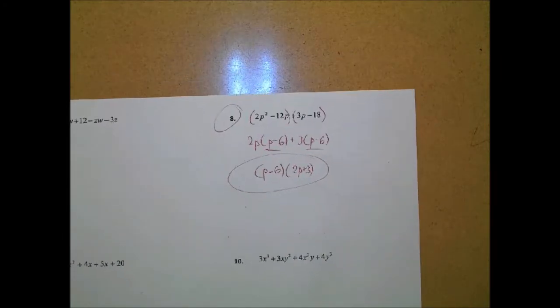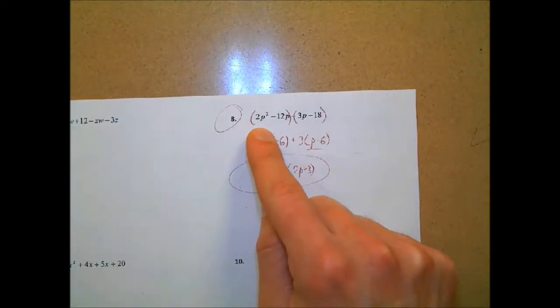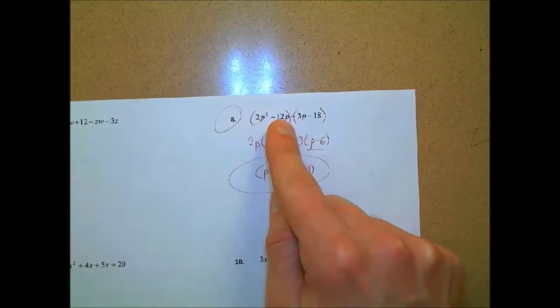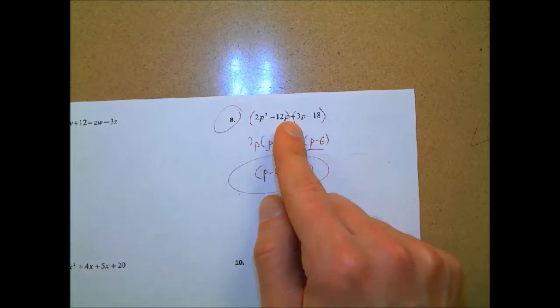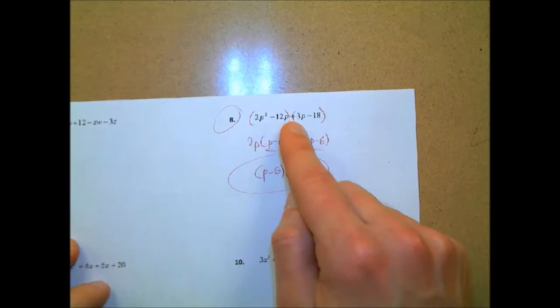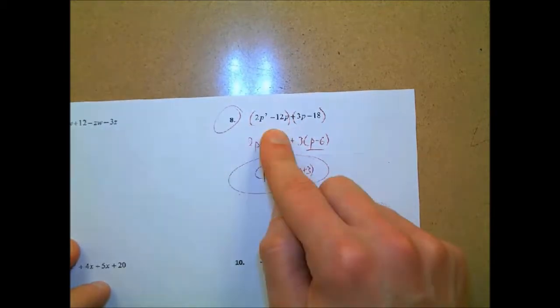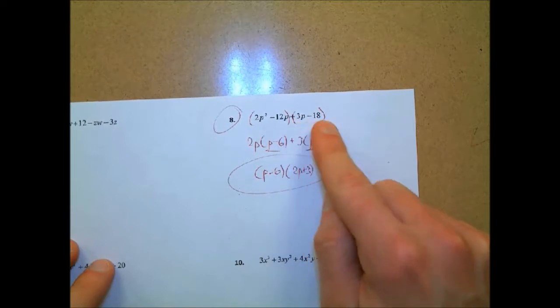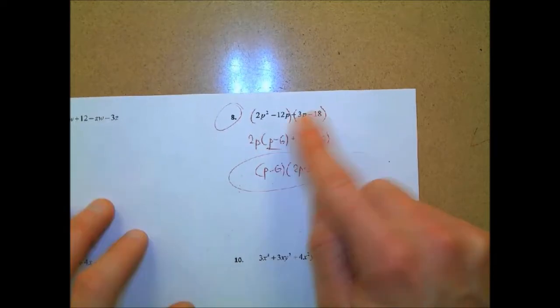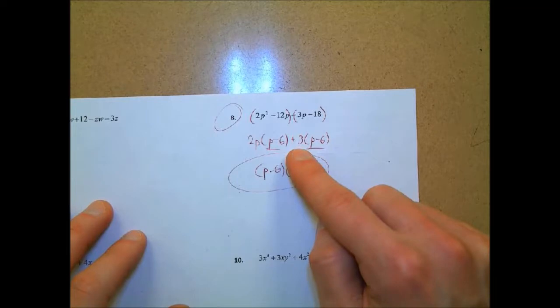So 2p squared and 12p, 2 and 12 both divide by 2. So I can take a 2 out. But then the p squared and the p, that means there's one p in common there, that's shared. So I'm going to take that one, so a 2 and a p can both come out of both of these. Okay? And then here, there's no p there, so I can't take a p out, but both 3 and negative 18, I can divide by 3. Those are both divisible by 3.